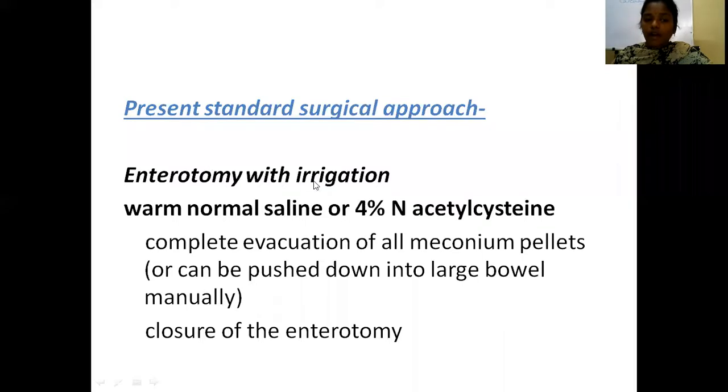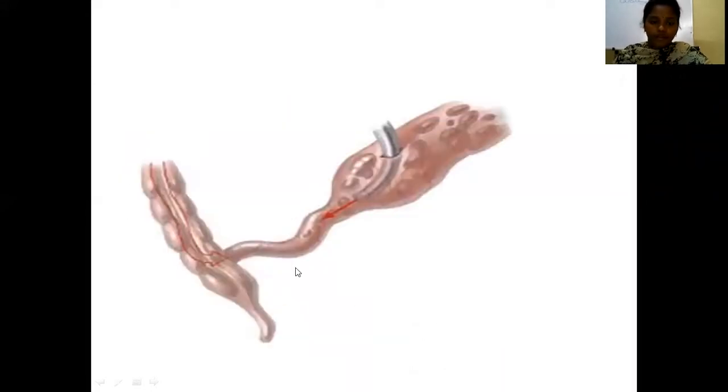Enterotomy is opening of the bowel, and you have to irrigate with warm normal saline or 4% N-acetyl cysteine. This N-acetyl cysteine will dissolve or dilute the meconium, and there is complete evacuation of all meconium pellets, or they can be pushed down into the large bowel manually, and then after completion of this there will be closure of the enterotomy. See, this is the picture. This is the terminal ileum which is filled with meconium. So you have to open the ileum and a tube is passed. Enterotomy with irrigation, tube is passed, and you have to irrigate with normal saline and 4% N-acetyl cysteine.